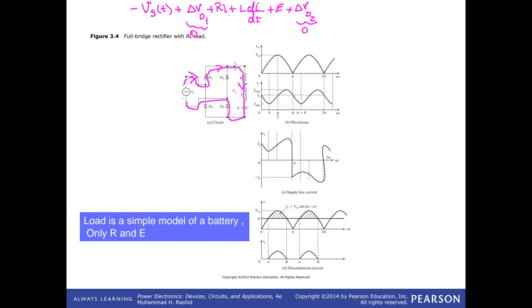Now I write the solution here. First, the equation is Vs is equal to Ri plus L di/dt plus E. The steady state solution is minus E over R.